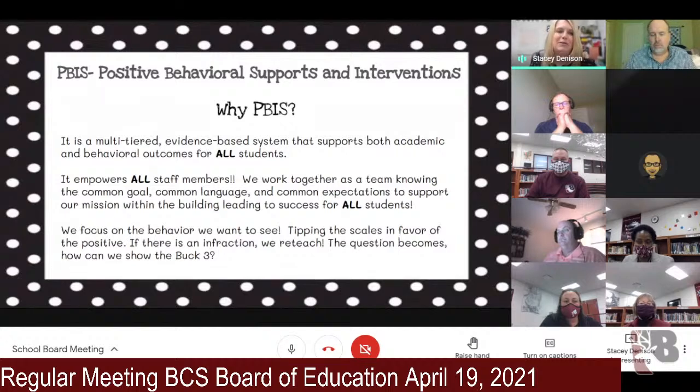As I said before, we focus on the behaviors we want to see, tipping the scales in favor of the positive. So if there's an infraction, we reteach. The question then becomes, how can we show the Buck 3? So we model and continually practice with students. We've woven this into every facet of our day. It's part of our morning announcements. We have posters throughout the hallways. Tickets are distributed by staff when they see positive behavior. Buck high fives are given to students. Everything we do from 8 to 4 every day is grounded in PBIS.